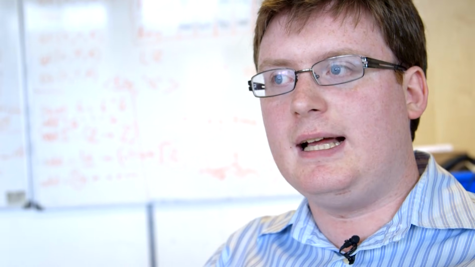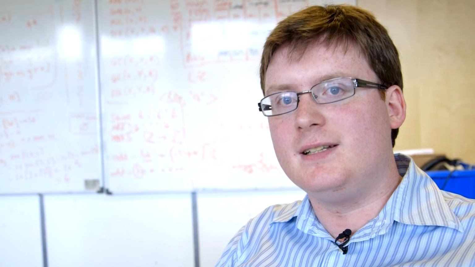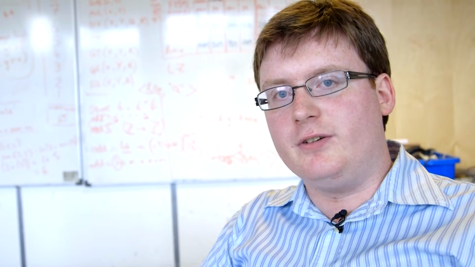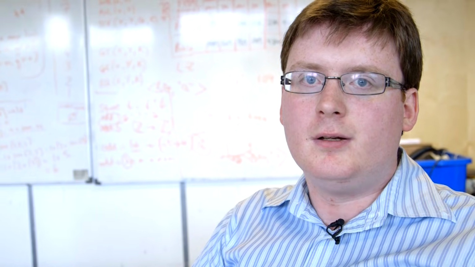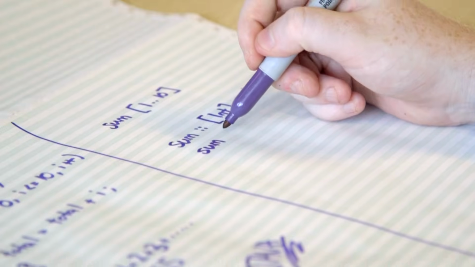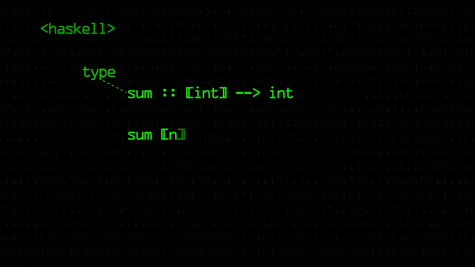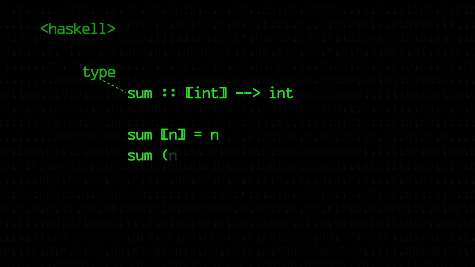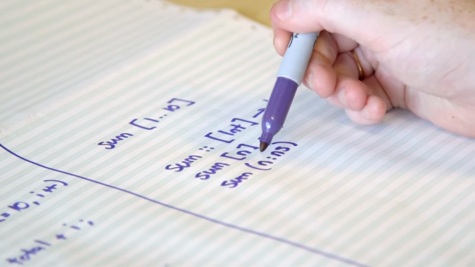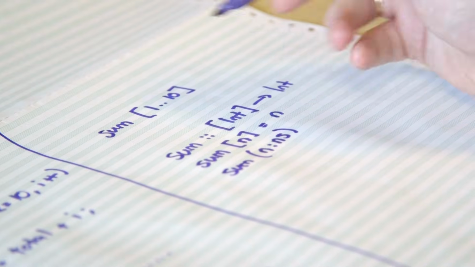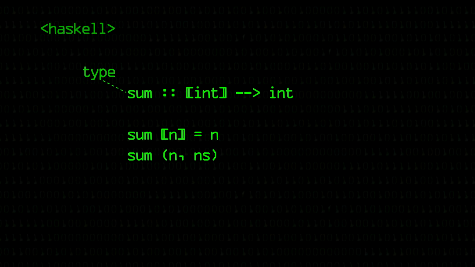It may be the case that you don't have all of the patterns necessary to fully define your function, in which case Haskell will give you an error. It'll say non-exhaustive patterns. If we have the sum of a single number, a list of one element, the result is just that one number. If we have a list of more than one number, we write sum n n's. This is shorthand for saying the element at the front of the list we call n, all the other elements are called n's, and we define that as n plus sum n's.